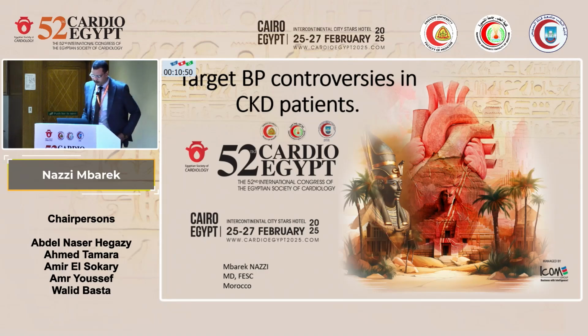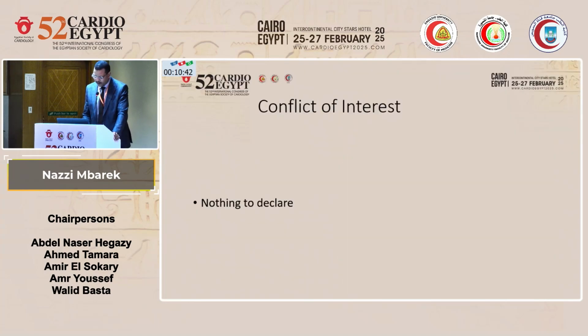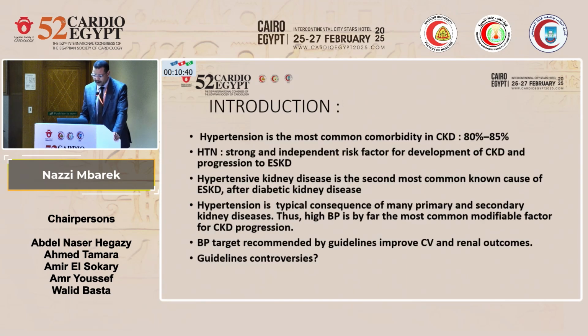Pleasure to talk to you about this topic, the target blood pressure controversies during chronic kidney disease. I have no disclosures. As you know, hypertension is the most common comorbidity during chronic kidney disease, and it represents, in stages 4 and 5, about 80% of the patients.